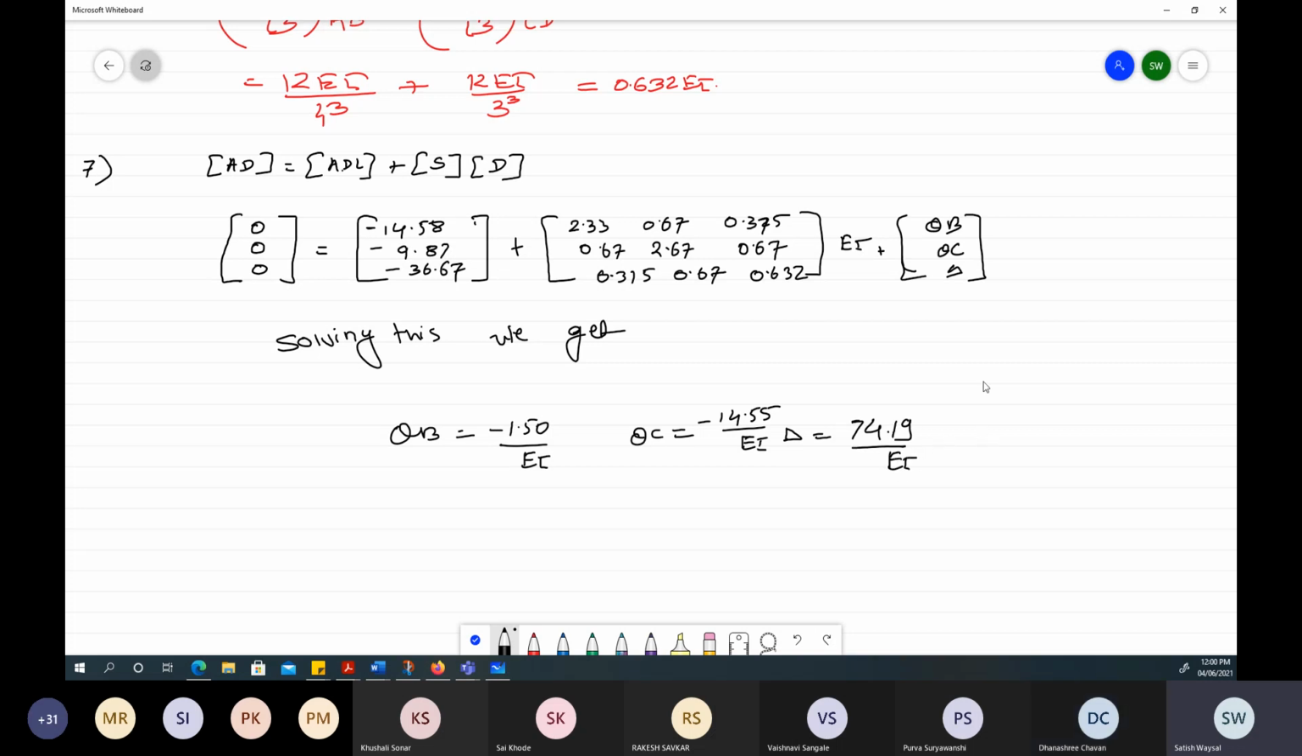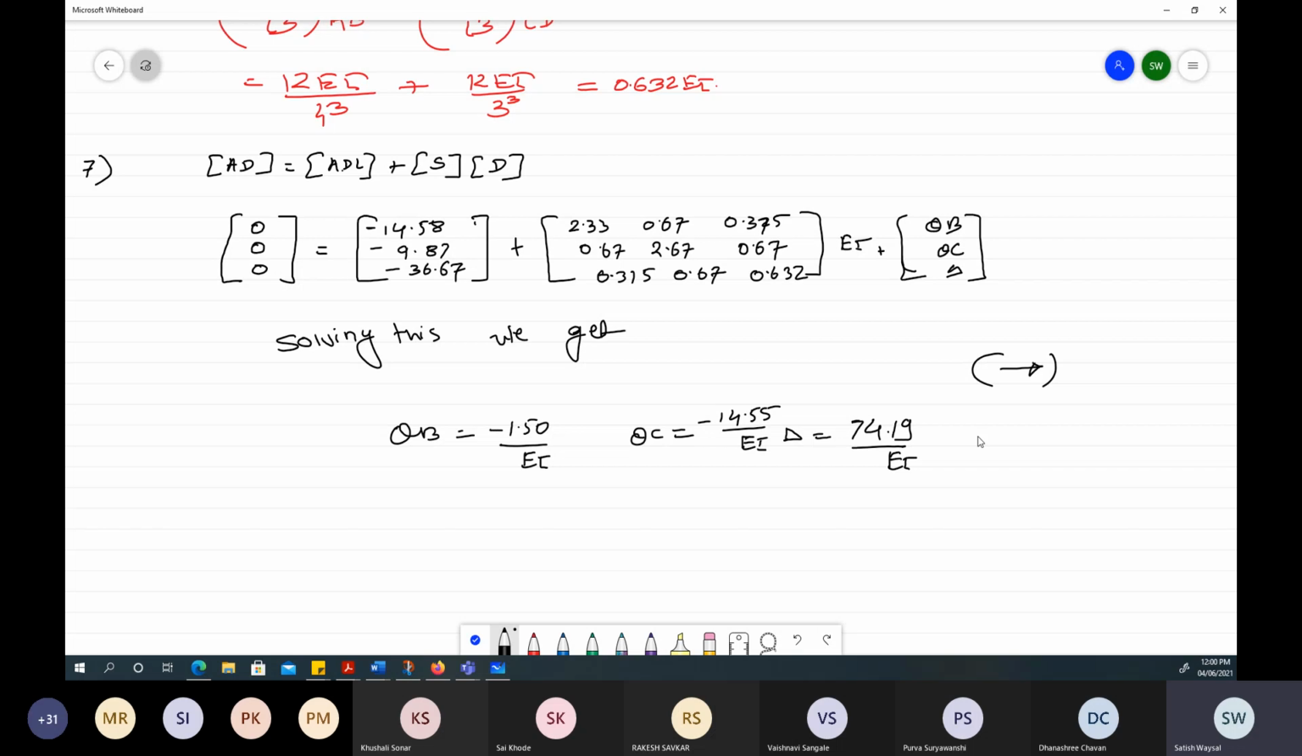Delta is positive, which means the translation is in the direction of the force. These minus signs of rotation indicate that the rotations are in the clockwise sense. Initially we assumed that anti-clockwise is positive, that all rotations are positive, but our answers are negative. It means the rotation will be in the opposite direction. Now we have theta B, theta C, and delta. The rest is to apply the slope deflection equation, find the support reactions, and plot SFD and BMD.